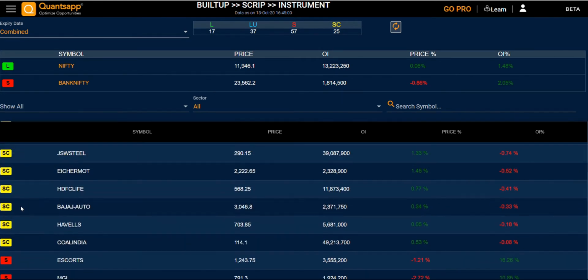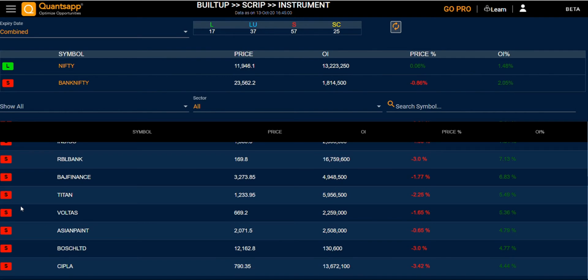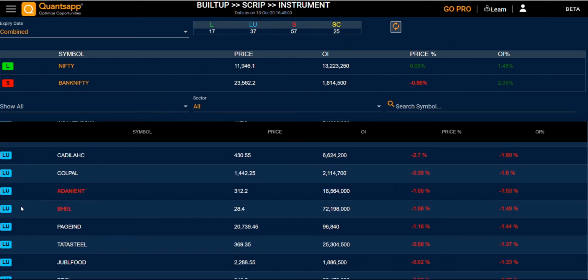That is long, short covering, short, and long unwinding. On the top, you have a symbol in which you have Nifty and Bank Nifty along with their build-up. L means long, S means short. Price, OI, price change in percentage terms and the OI change in percentage terms.